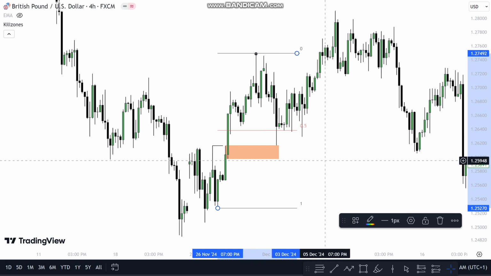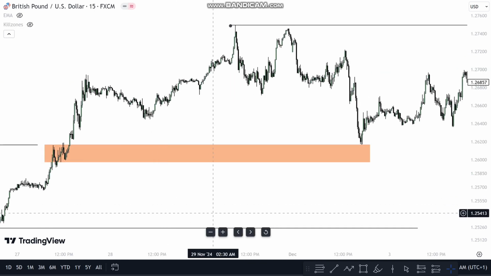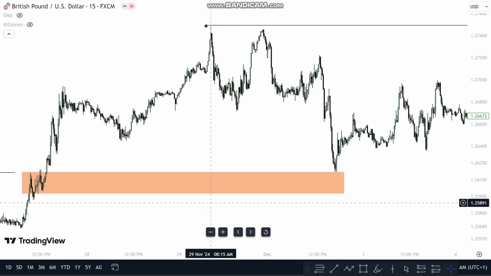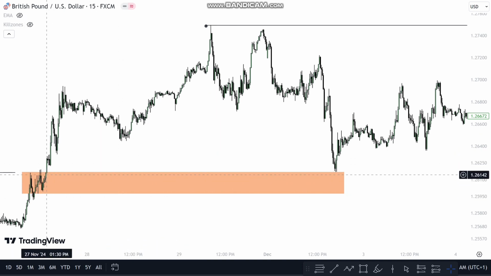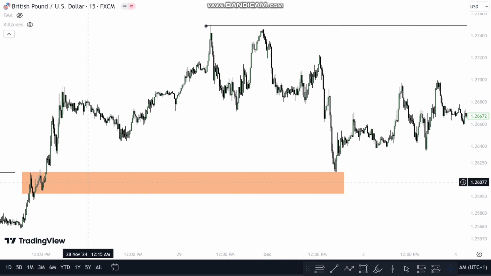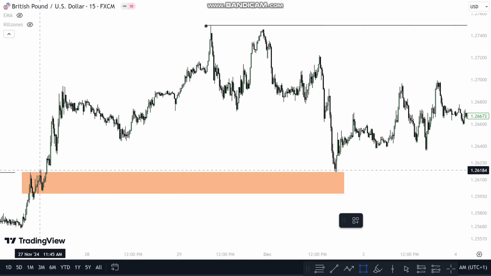So right now we are going to scale down to the 15 minutes to see how this appeared and how we could have capitalized on this trade. So here on the 15 minutes time frame, you can see that this is the 4-hour zone we had. This is the 4-hour area we have, and refining this, you can see that this is another order flow for price to tap into. So that is why on the lower time frames, you can still look to see another point of interest for your trades, inside your higher time frame zone.